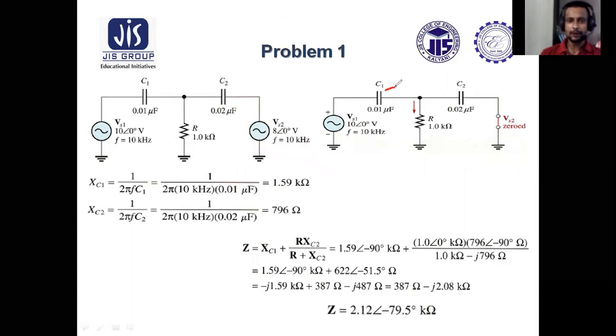This is C1. The frequency of supply is 10 kilohertz. So the impedance offered by the capacitor C1 will be calculated by this formula. So this is the impedance of C1. The impedance will be minus J 1.59.